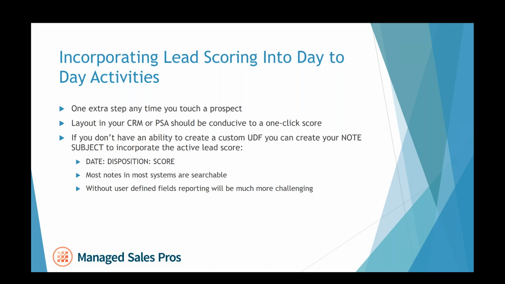Again, get the buy-in from your team before you make the change, help them create the lead scoring process along with you. Now you've created one extra step for them, just one extra step, and that is not an overwhelming thing for a team. Make sure that the layout in your CRM or your PSA is conducive to that one-click score. So create that custom defined field in that drop-down. They click the button and they're finished. It's going to help them more than they know at the beginning of the process.